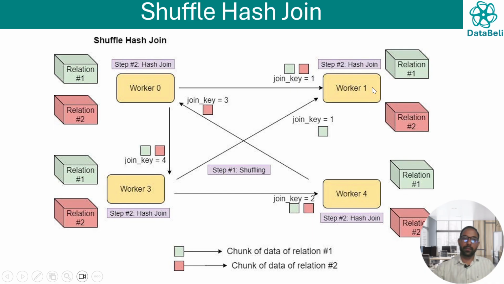So for example, in our worker 1, wherever the join key equals 1, from green and red, that data will be traveling to this worker. Similarly, wherever the joining key is 2, that data will be traveling to this worker. Similarly, the corresponding rows where the values are the same in both the tables will travel to a single worker so that it can join them in that worker.